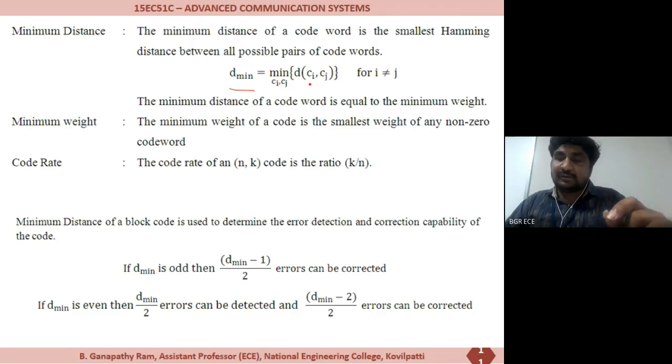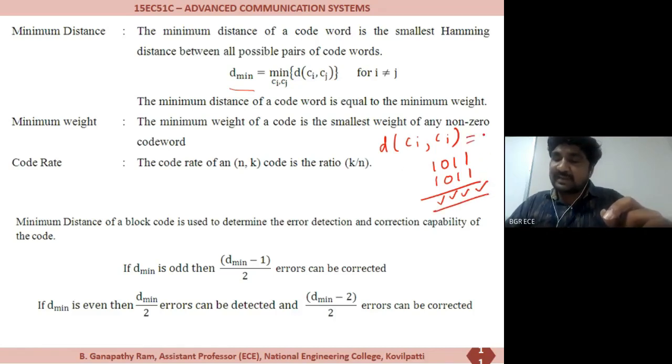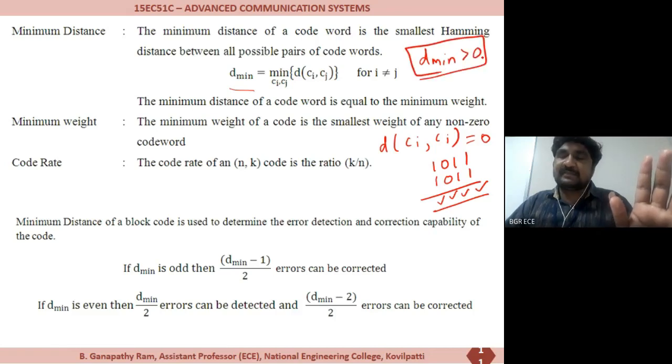Because if i is equal to j, then the distance will be determined for ci comma ci. So in the previous case, we have taken 1011 as the ith code word. If you find out 1011 and 1011, no positions will have different values. All are having the same values, so the distance will become 0. So we should not take the 0 value as the minimum distance. The minimum distance should always be greater than 0.